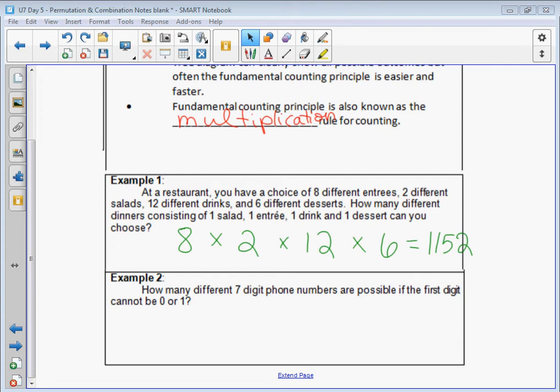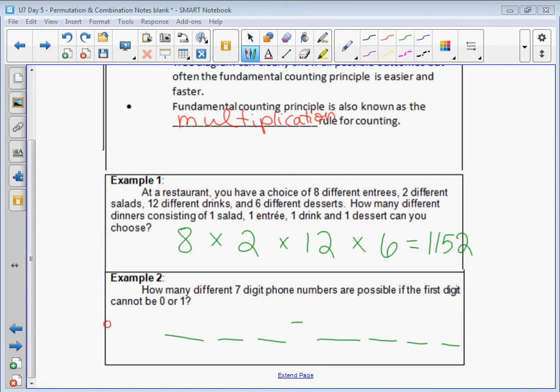Example 2 says, how many different 7-digit phone numbers are possible if the first digit cannot be 0 or 1? So we have a 7-digit phone number. The first number can't be 0 or 1, but it could be 2, 3, 4, 5, or 6, 7, 8, or 9. So 0 and 1 are out. There are 8 more options.